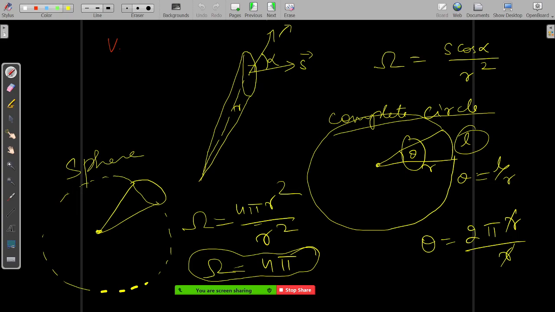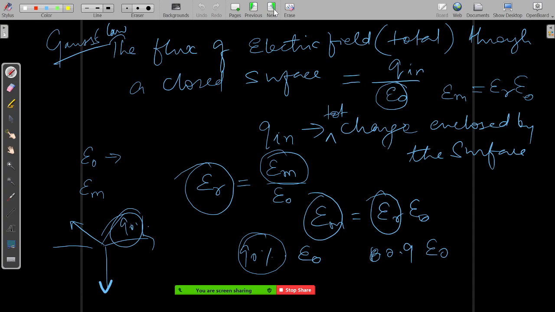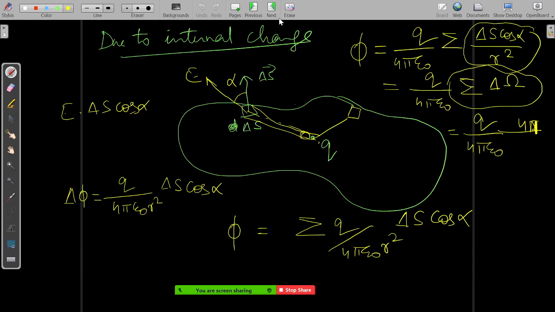No, 4 pi. The solid angle by a closed surface at an internal point, r square gets cancelled. 4 pi r square divided by r square. At an internal point it is 4 pi. At an external point, it is 0.